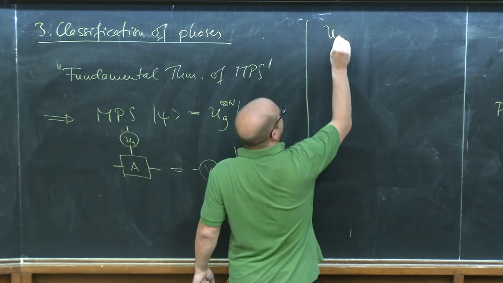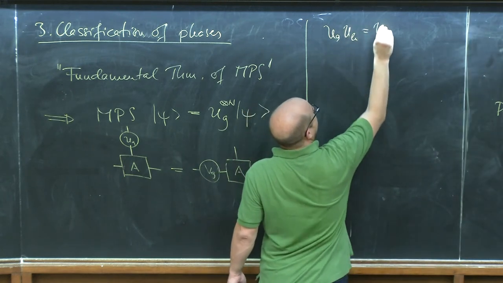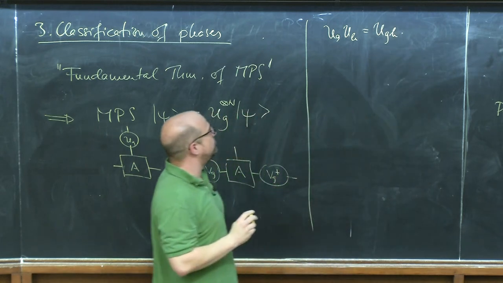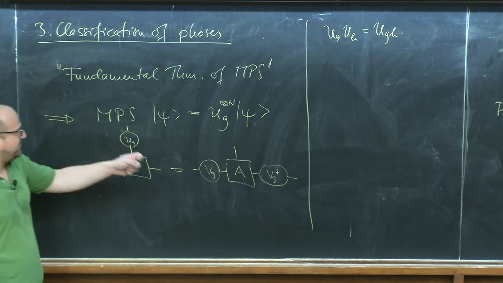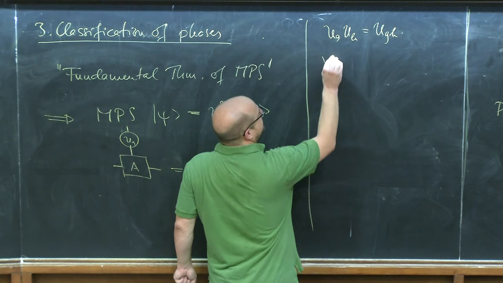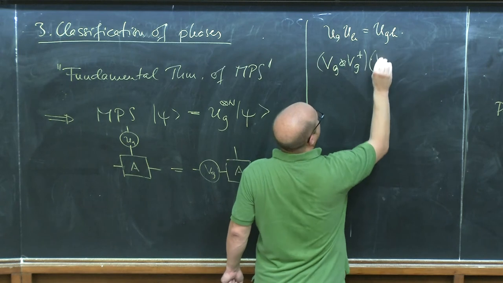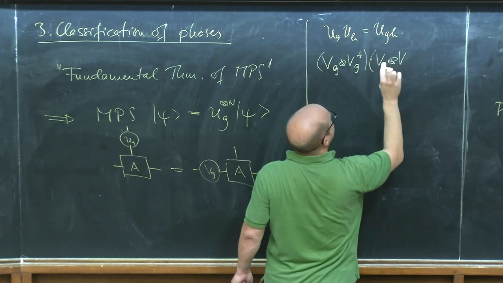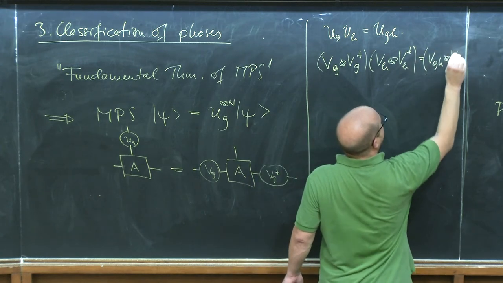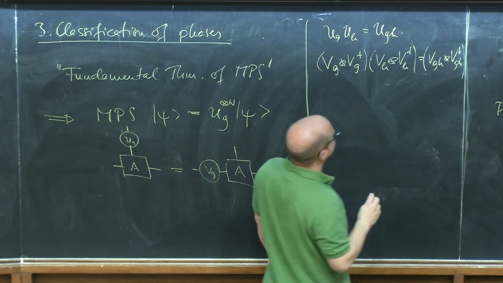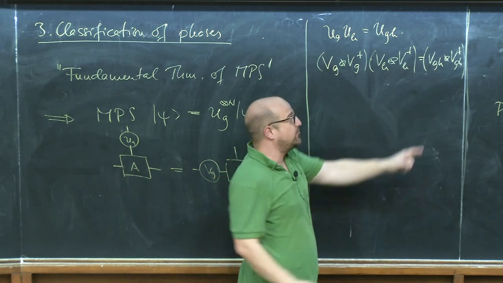So what we have is that UG UH is UGH because it forms a representation of a group, like the rotation group. But now what does this mean? I mean, this A establishes an isomorphism between this here and these two guys here. So it really tells us that VG tensor VG dagger times VH tensor VH dagger, I think I'm cheating a bit, is something like VGH tensor VGH dagger. So this means that indeed the first tensor component must again obey the same kind of condition.